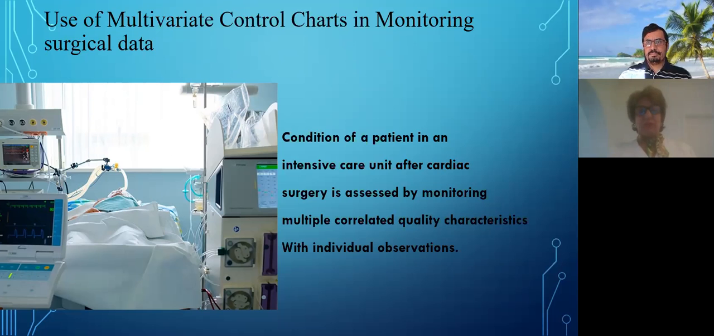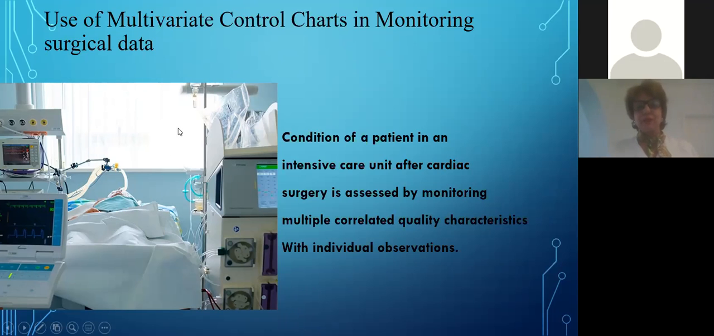As you can see from the picture, or if you have seen someone in the ICU unit, usually there are so many machines attached to the body, and each machine is measuring one quality characteristic that is important to monitor the progress of the patient. The problem is that in the medical area, these several quality characteristics that define the condition of the patient in different areas are correlated. And what the machine is doing, in fact, is monitoring them individually.